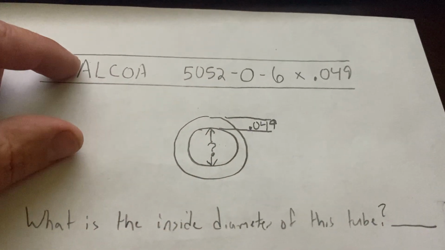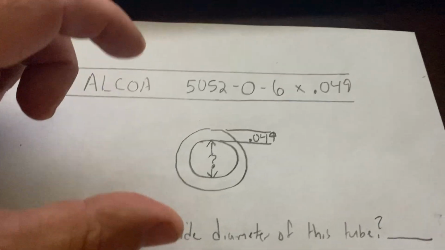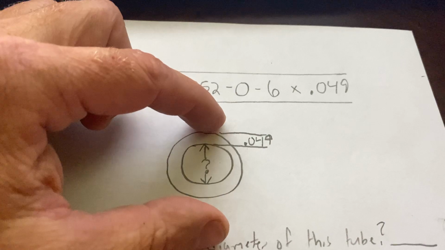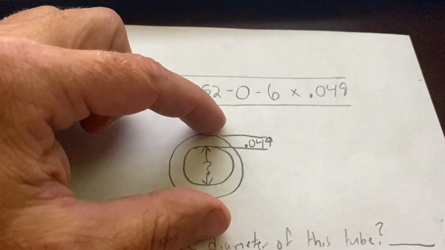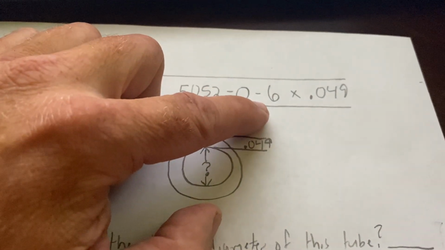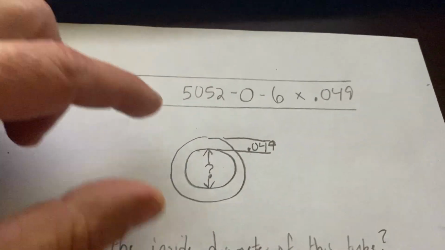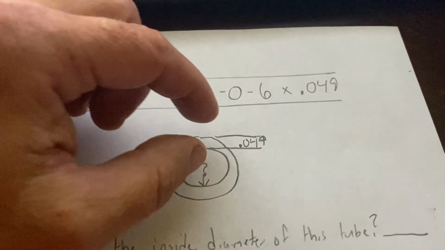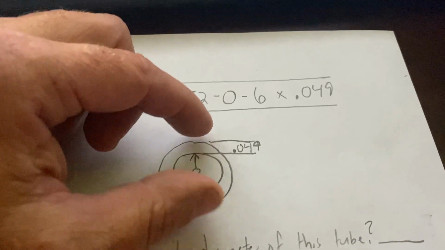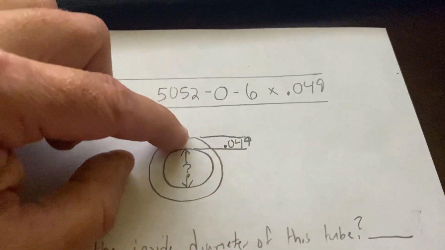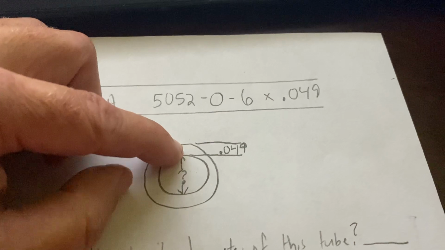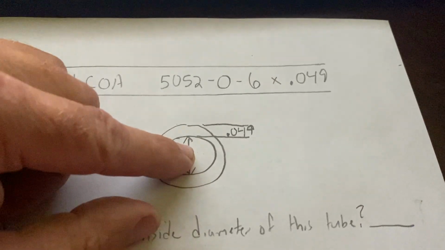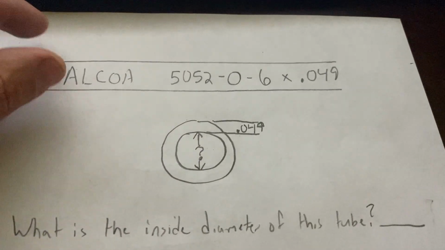If you know the outside diameter, and if I squash down on this with a micrometer or caliper, I would get 6/16 or 3/8. What I can do is say, if the whole thing's 3/8 and the wall thickness is 49 thousandths, then if I take that 3/8 and subtract this wall thickness and this wall thickness, what's left over would be the ID, or the inside diameter.